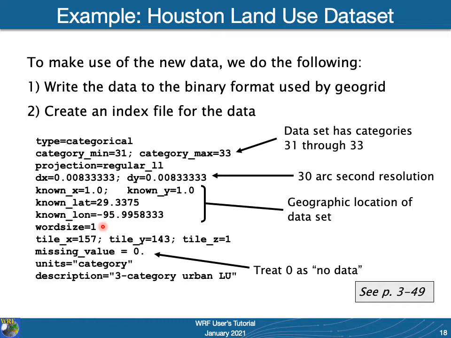Word size tells the GeoGrid program how many bytes we've used to represent each value. In our case, we just need to represent three values, 31, 32, and 33, so using a single byte to represent those values is sufficient. We're also telling the GeoGrid program that we have a single tile of data with 157 columns and 143 rows, and where we don't have urban data, we've put in a missing value of 0. Units and description are nice to add to a metadata file, but they aren't actually used right now by the GeoGrid program.